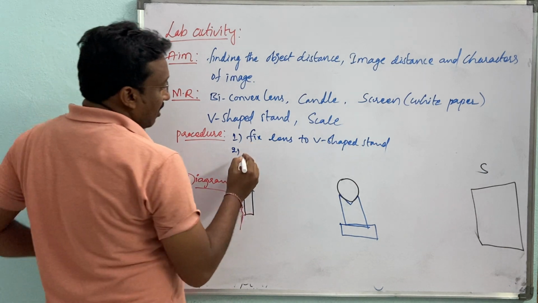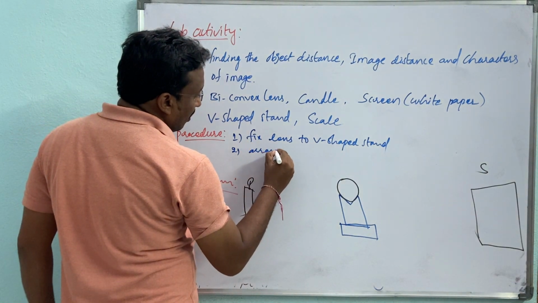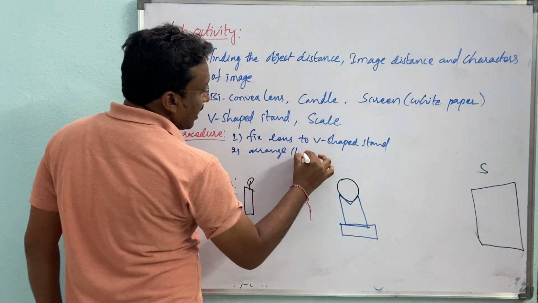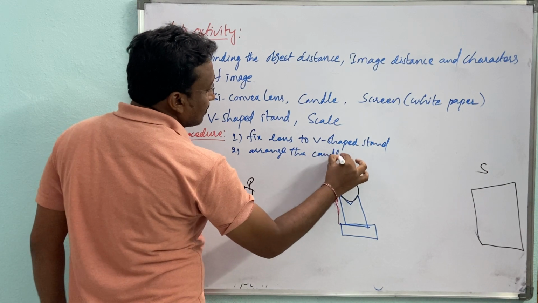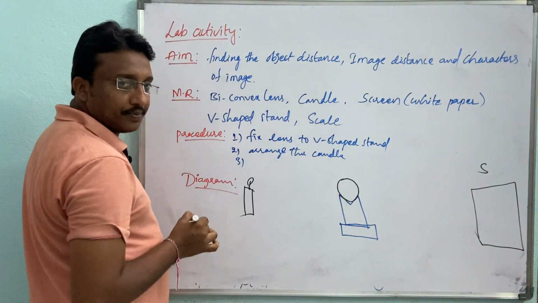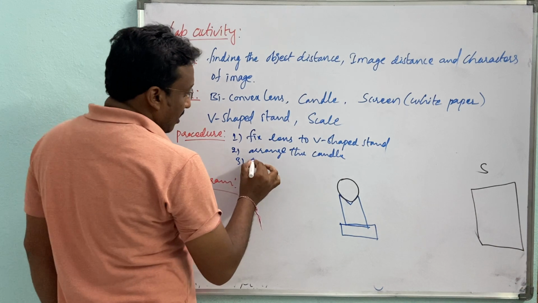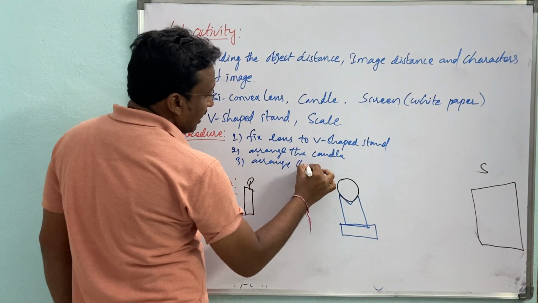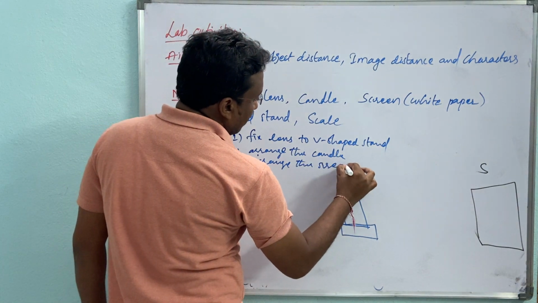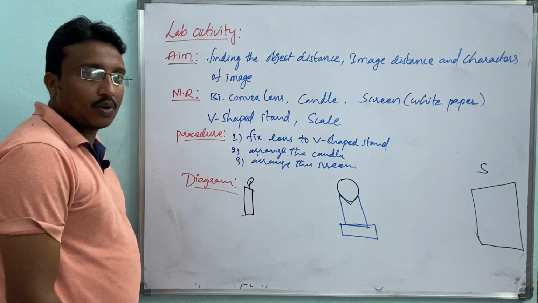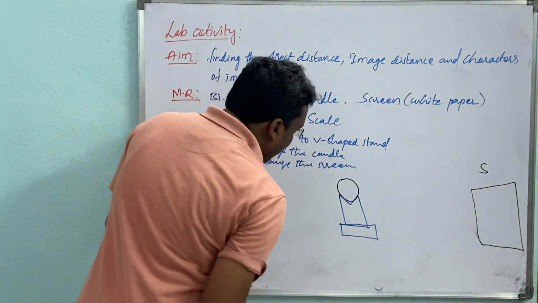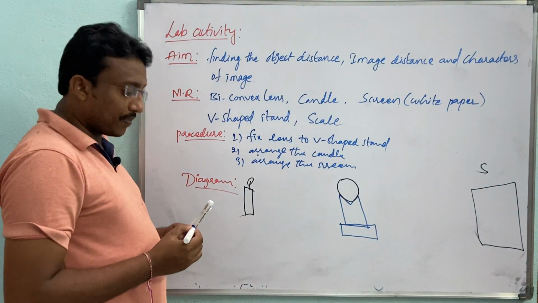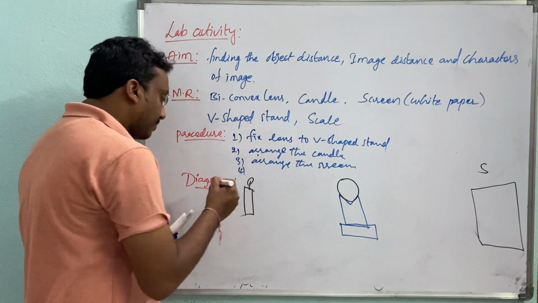Second point, arrange the candle. And third one, arrange the screen on another side of the lens. This is the third point.